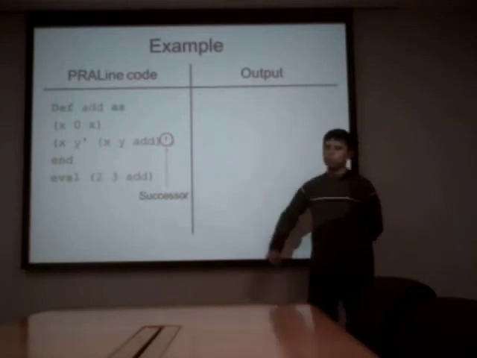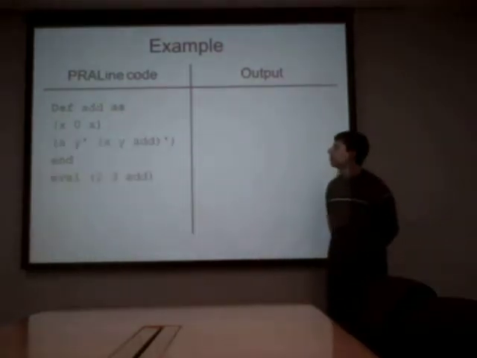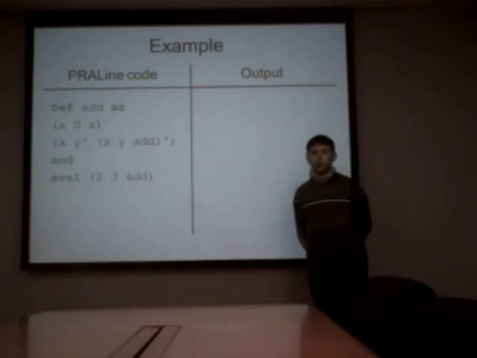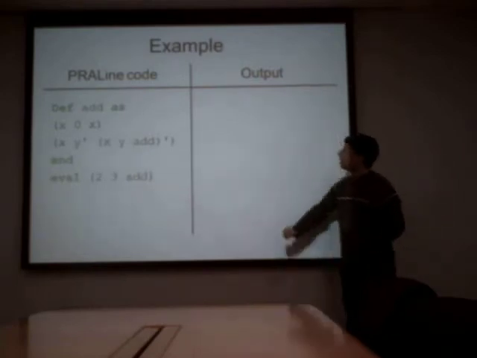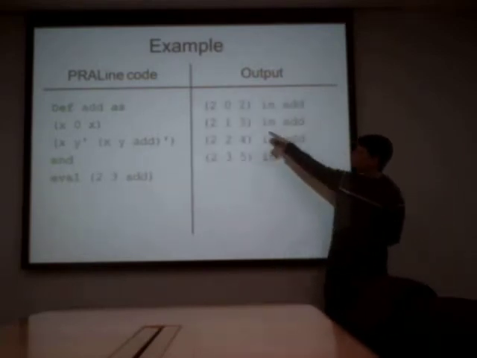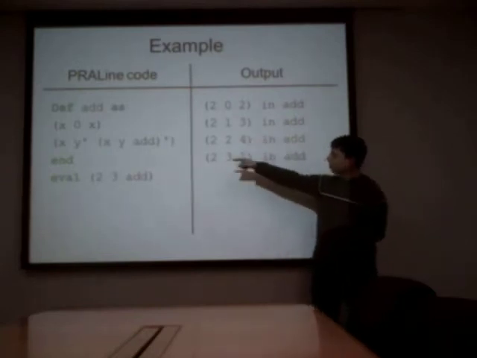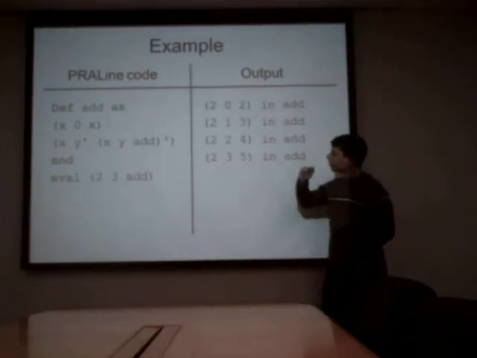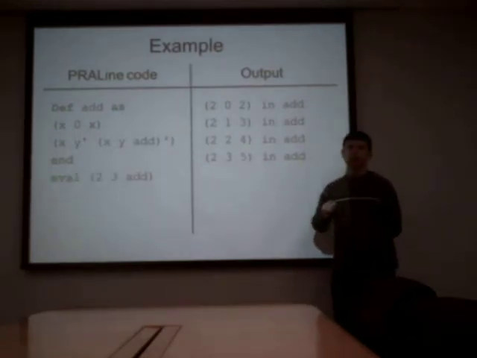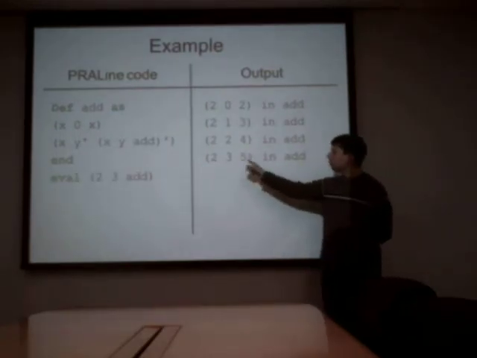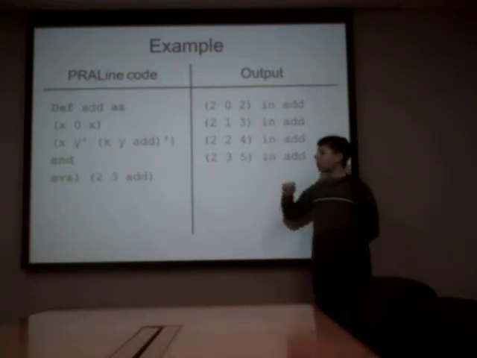And so then we'd like to evaluate what is 2 plus 3. And so if we were using a proof system, we would expect that the output would be something like this. First it would prove that 2 plus 0 is 2. Then it would use that to show that 2 plus 1 is 3, using the second case. Then that 2 plus 2 is 4. And then finally that 2 plus 3 is 5. And this would be a proof. These 4 lines would be a proof that 2 plus 3 is 5.